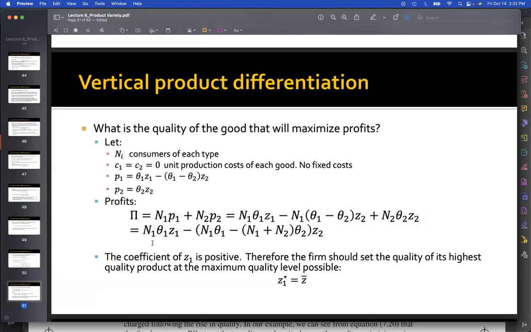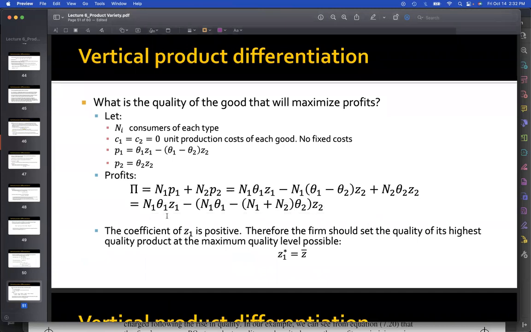So as you can see, the profit depends very much on, well, this is positive, but we don't know what this is, because this is a positive minus a positive. So this could be positive or negative. So it depends. Okay, now the firm should set the quality of Z1 to be its highest, the maximum quality possible, which is Z over bar, whatever that is. But based on assumption one, it's also bigger than a certain combination of thetas and Z's. So Z1 star should be set as high as possible.